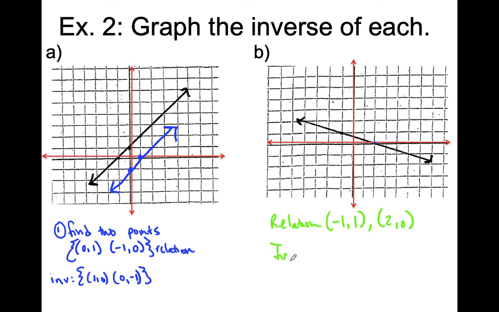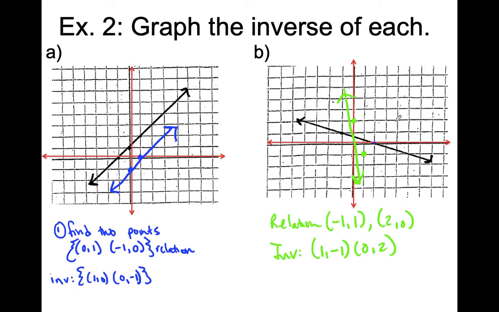So that means the inverse would have the point (1, -1) and the point (0, 2). So (1, -1) is right here, and the point (0, 2) is right here. So there would be, whoops, the graph of my inverse. I should try to do a better job than what I did there.